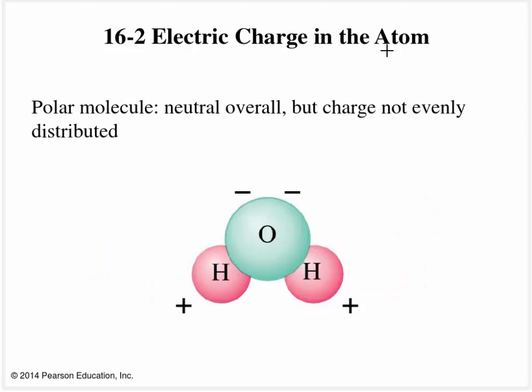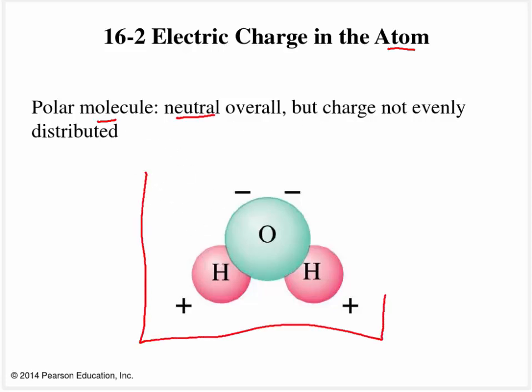Now if we were to combine some atoms, we would have what we call a molecule, and most molecules are also going to be net neutral. You're going to have the same number of positive and negative. However, charge doesn't necessarily have to be distributed evenly throughout a molecule.